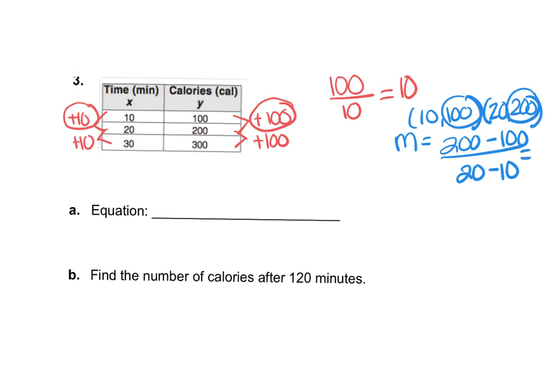And you get the same thing. I would have 100 all over 10, which then is going to be equal to 10. So our slope, we know our slope is equal to 10. Now, what we don't have is our y-intercept.